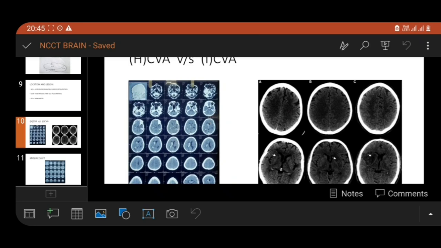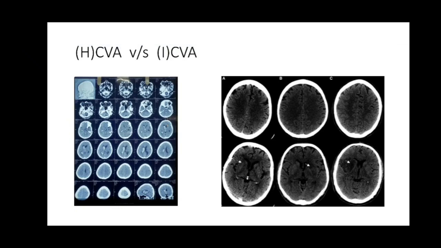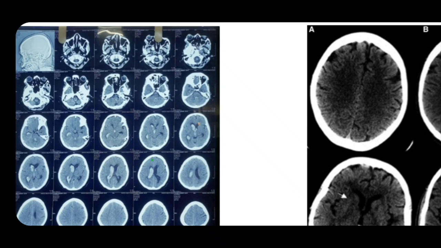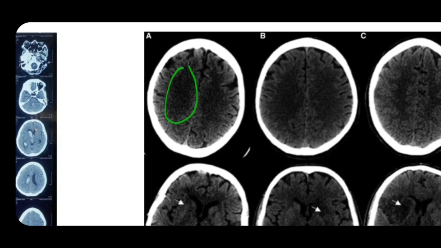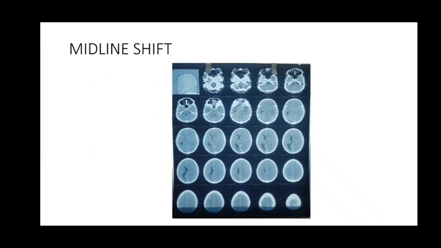Okay, now next slide. I have said it earlier that if there is whitish area, I am zooming it. See, this is the white area. If there is white area, it is hemorrhagic stroke. And if there is blackish area, mostly black things, this is ischemic stroke. Blood is not going there, so there will be ischemia. You know that.